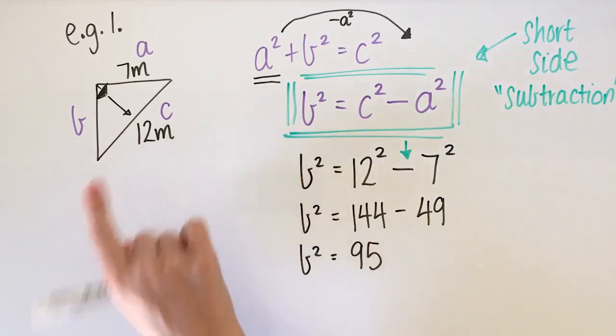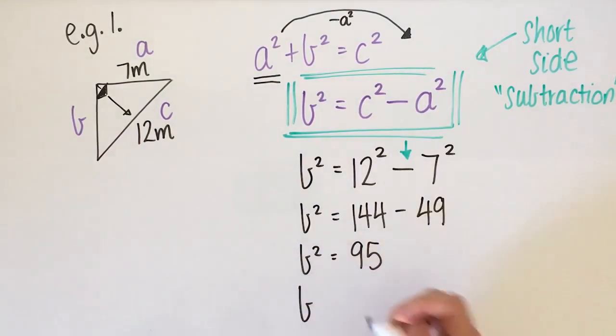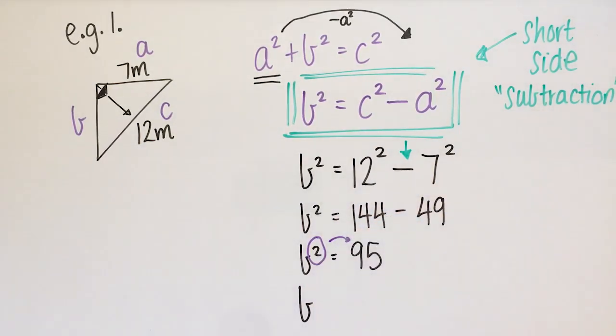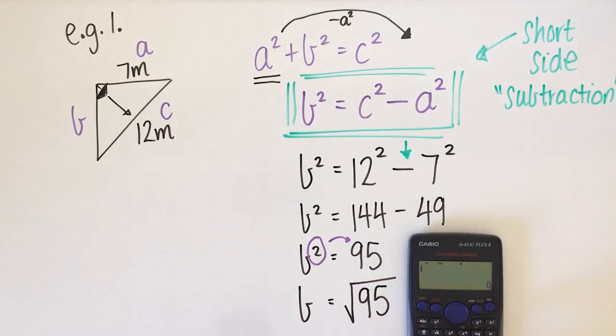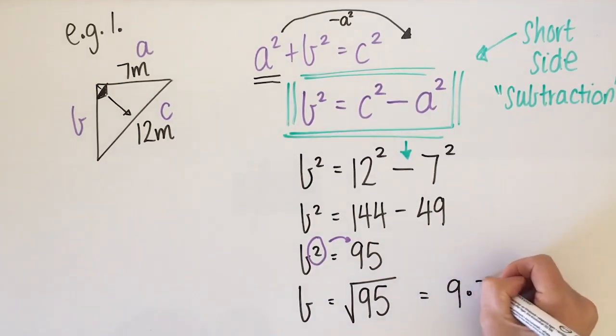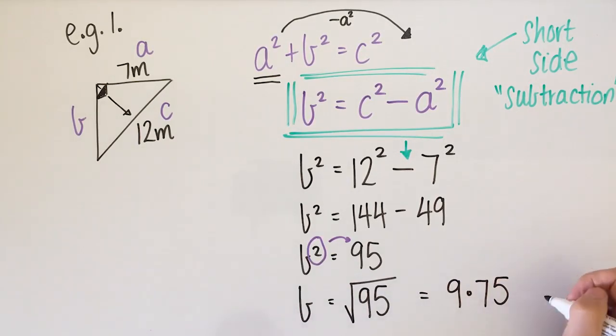This side has to be shorter than 12. So to get B on its own, we've got to do the inverse of squaring, which is finding the square root. So to find the square root of 95, we use our calculator. If we're rounding to 2 decimal places, we look at the third decimal digit, which is a 6, which tells us to round up. So it's going to be 9.75. 9.75 meters.